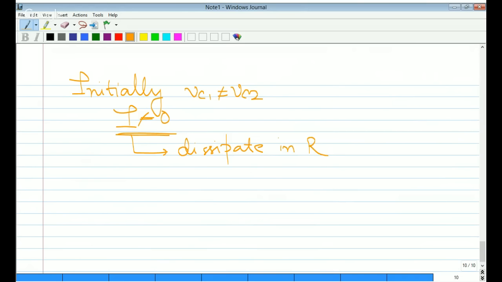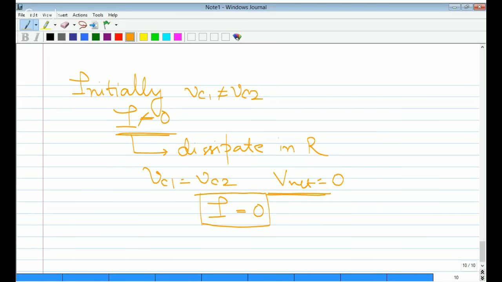But when the current flow stops, why will it stop? When VC1 becomes equal to VC2, the net voltage becomes equal to 0. When net voltage becomes 0, current becomes 0. So charge transfer will stop. So directly we cannot say that the charge will be conserved. Initially there will be some current flow and the charge will redistribute itself, and finally when both voltages are same, the current flow will stop.